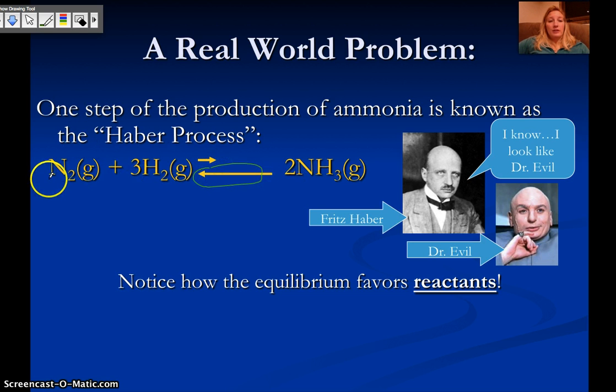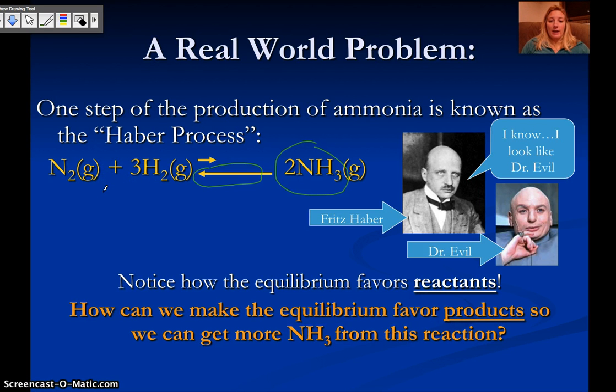It is very heavily going back towards N2 and H2 gas, which is not what we want. We want to use this product. We have plenty of this stuff. So we need a way that we can get more NH3 from this type of reaction. We wanted this to be a high Keq, not a low Keq.